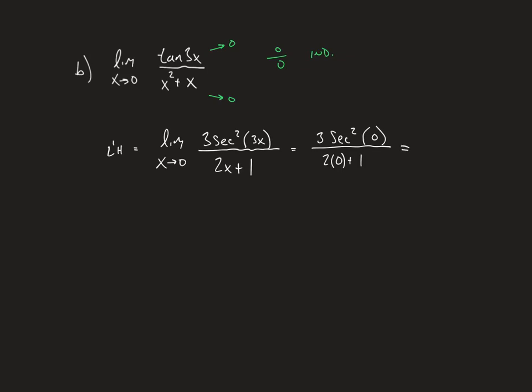All right, so secant squared of 0, and you're probably thinking about secant in terms of what that means for cosine, right? This is the same thing as 1 over cosine squared of 0. And cosine of 0 is 1, so this is 1. So I have 3 times 1 squared, which is 1, over 1, which is 3.